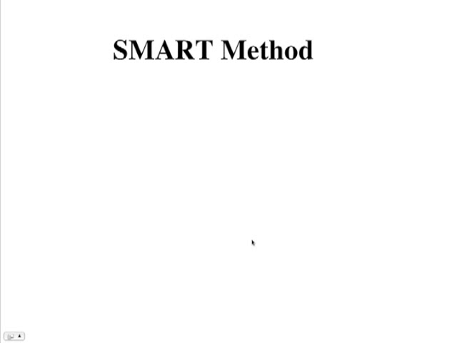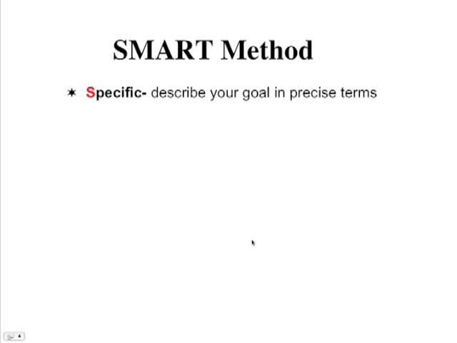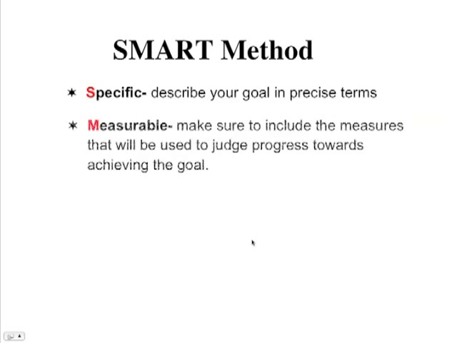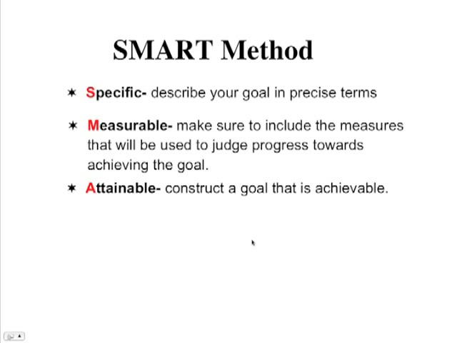One method for remembering what should be in a goal is the SMART method. SMART is nothing more than an acronym to help you remember the parts. S, be specific and describe your goal in precise terms. Measurable, it should be measurable, something that you can either test or students can create a project about. It should be attainable, something they can actually achieve and not beyond their measure.